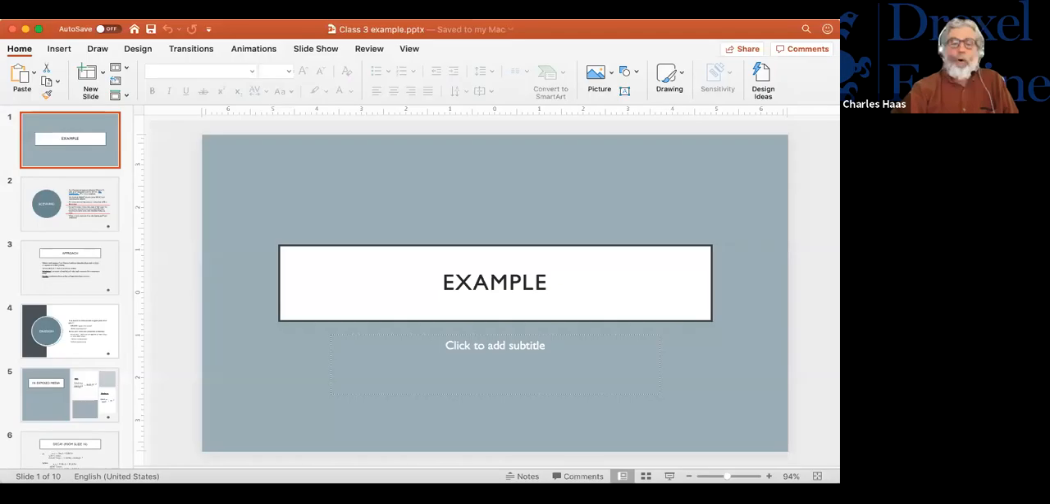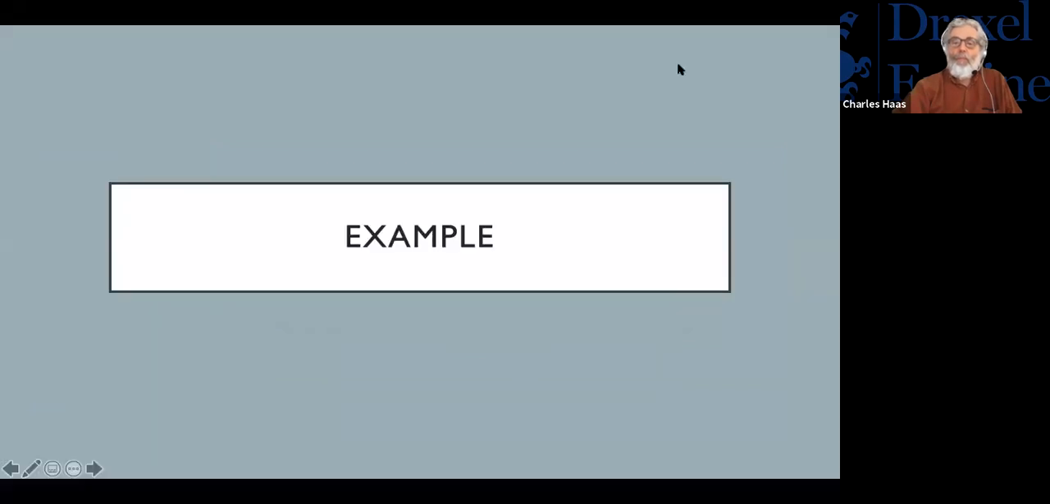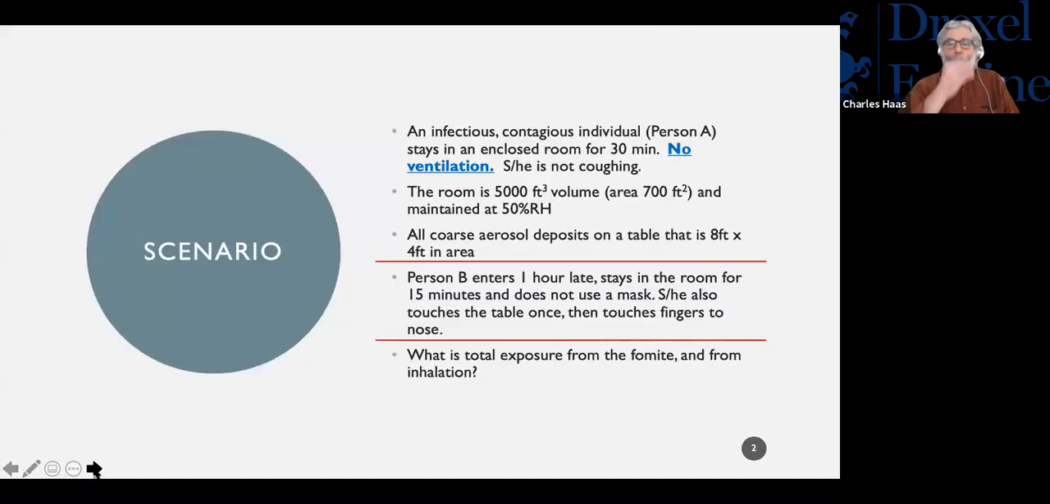Welcome back. Let's go ahead and go through the example that I posed to you at the end of the last segment. To restate it, we have this infectious individual. Note that person A may be asymptomatic, but the key is that they're contagious, remaining in the room for 30 minutes, obviously breathing, with no ventilation in the room.